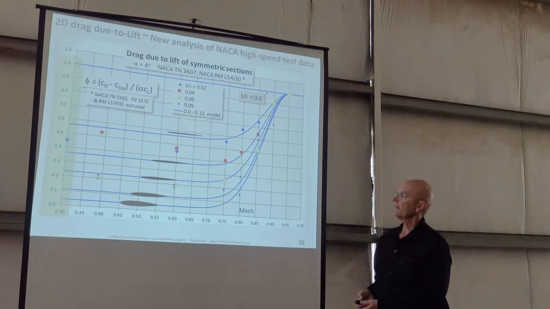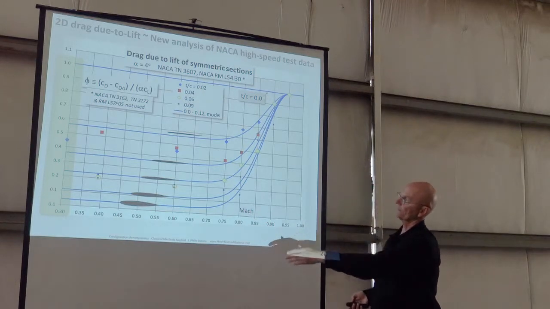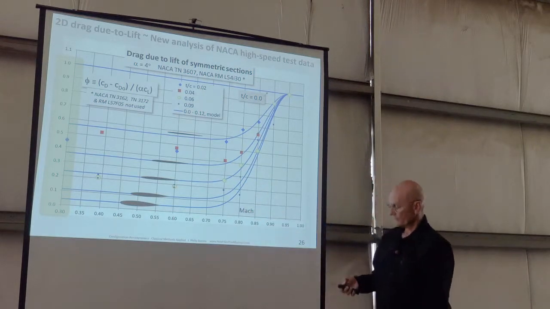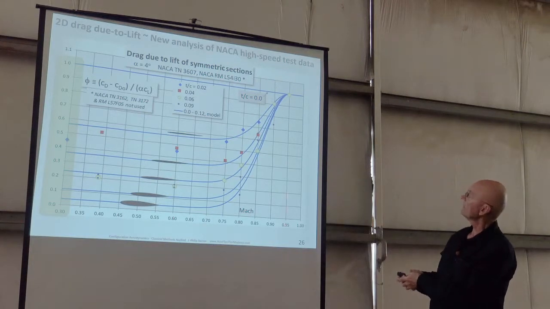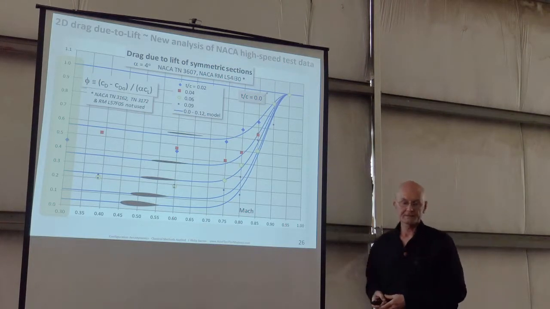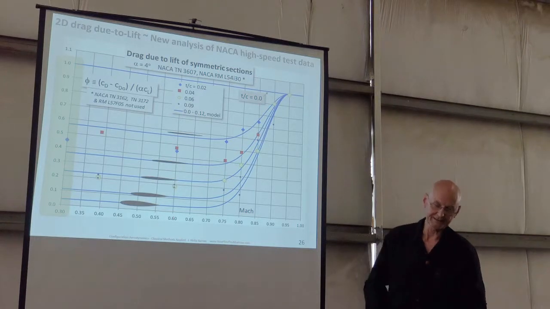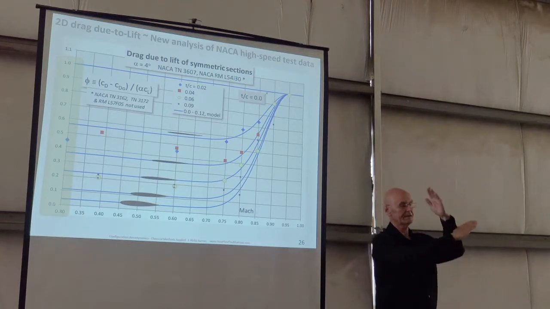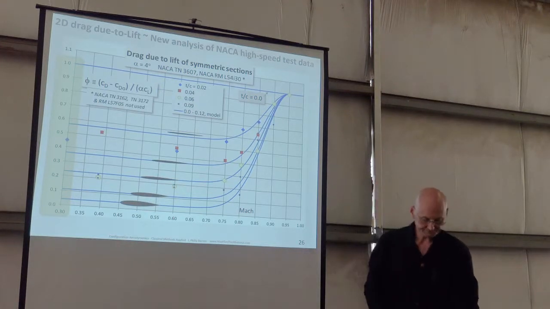So for the airplanes out here, you are interested in right over here, because this is Mach number, and that's low Mach number. And by the way, an interesting phenomenon that came out of this was that anything above Mach 0.95, the phi is 1, which means that for any airfoil at transonic Mach 0.9 and above, the force vector stands normal to the chord, period.